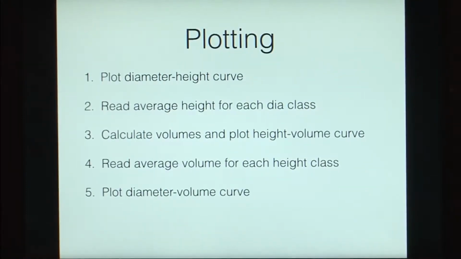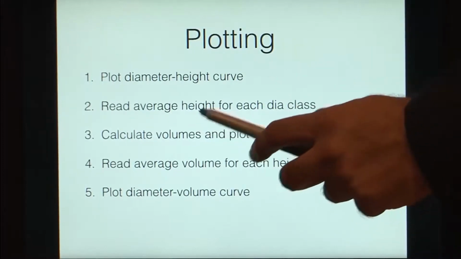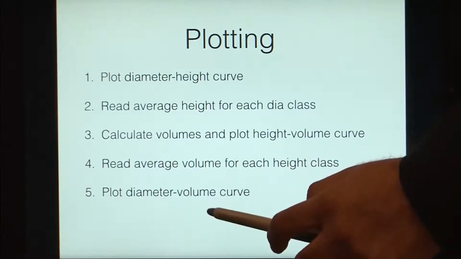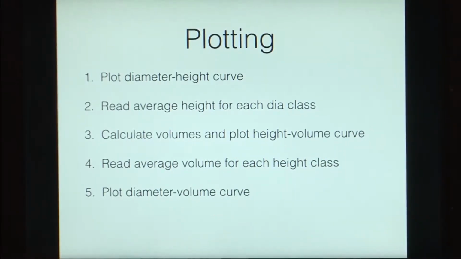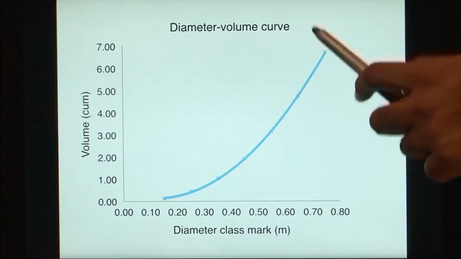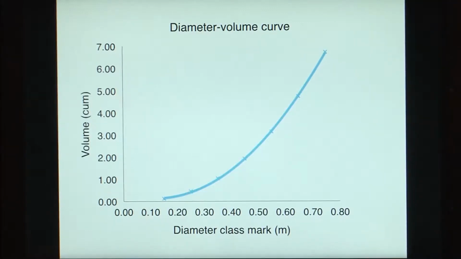Now, we are trying to get the most typical values, which is why we plotted the height versus volume curve and then read the average volume for each height class. So, we know the average height for each diameter class, and we know the average volume for each height class. Next we are going to plot the diameter versus volume curve. Here is one diameter versus volume curve. The volume goes on increasing at a slow rate in the beginning and then it is going to increase exponentially. So, this is the diameter versus volume curve.